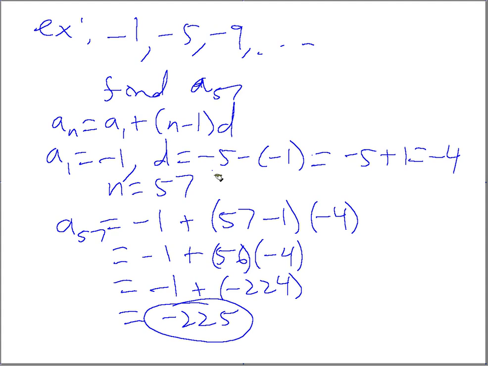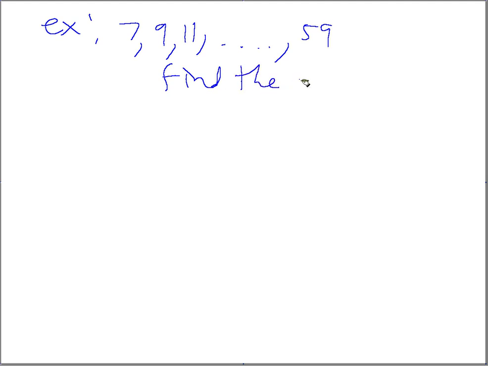All right, let's take a look at a different problem based on this formula. Let me go and clear out the screen. Suppose I give you a sequence of numbers such as 7, 9, 11. And let's say the last term of this list, so this is a finite sequence, stops at number 59. All right? So I want to know how many terms are in here. Find the number of terms on this list. How many numbers are in there?